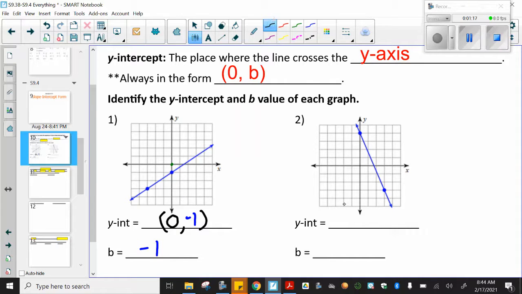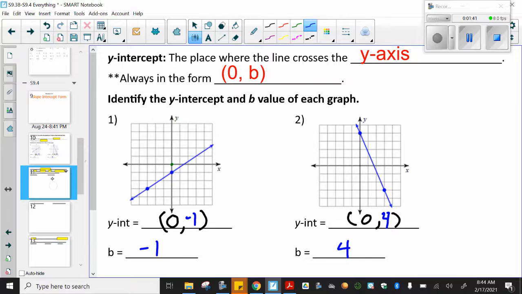So let's try this one. Here we have parentheses, 0, comma, parentheses, right? This time, we're starting at point of origin. We're counting up to the dot. 1, 2, 3, 4. +4. Our y-intercept is +4. All right? You're just identifying where that line crosses. There's usually a dot there, but there isn't always. You might have to count to where it is, even though there's not a dot.